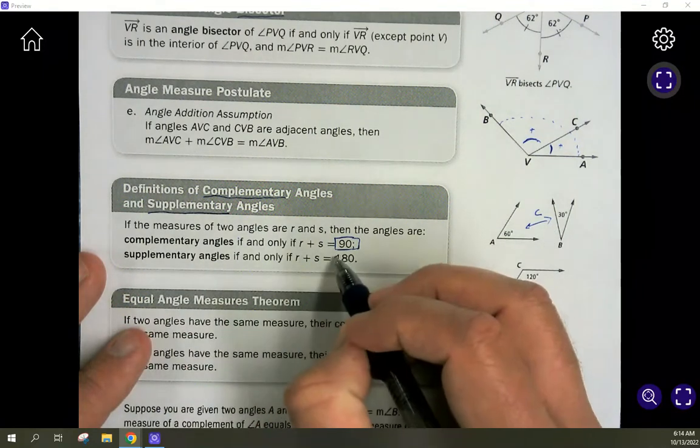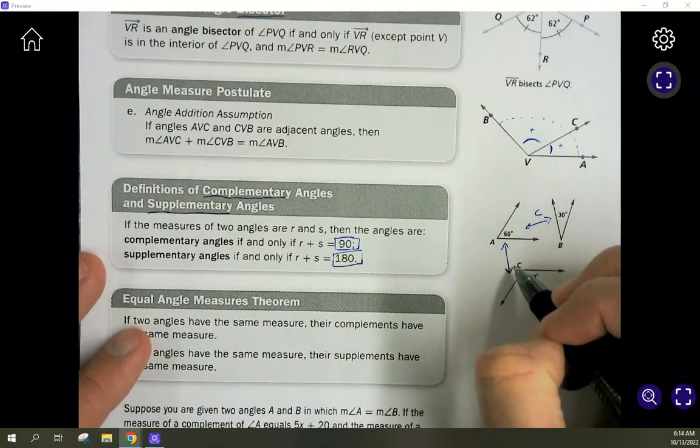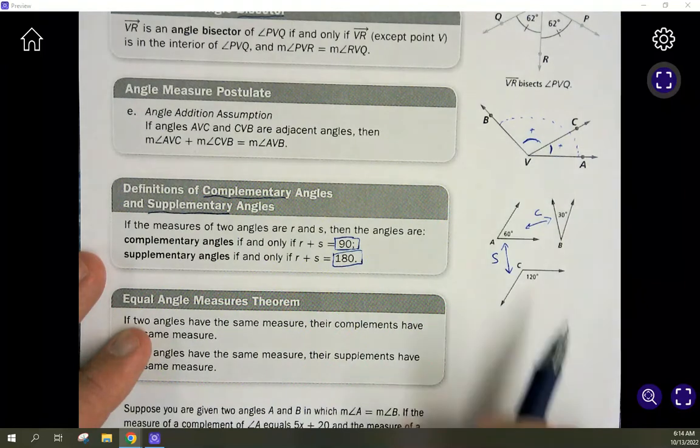And we would call them supplementary if they add up to 180 degrees. So this angle and this angle are supplementary. 60 plus 120 is 180.